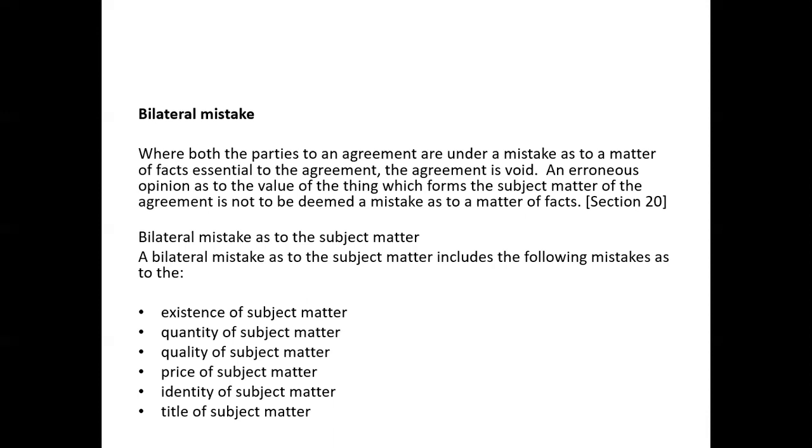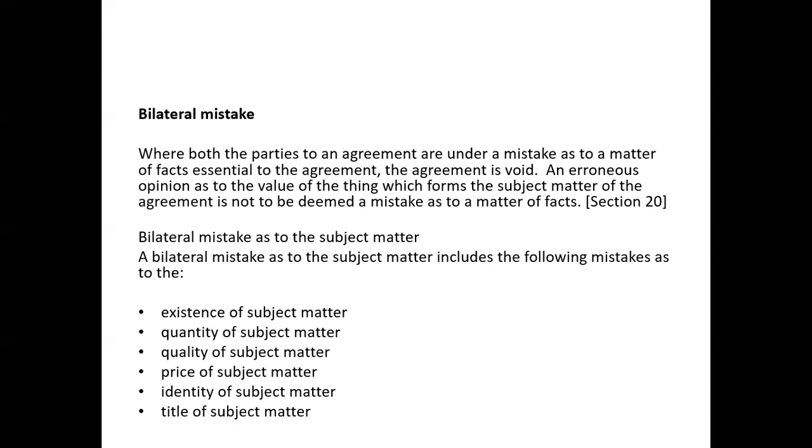So you offer to buy his car at 2 million, but what you are actually willing to purchase is his Civic that is 2.5 million. On the other hand, your friend feels that it's okay, he is willing to sell the car to you, but he feels that you're willing to purchase the City. So you both are making a mistake. That is a bilateral mistake, because regarding the price, identity, and title of the subject matter, you both are in a bilateral mistake. So such an agreement has been declared a void agreement under the Contract Act 1872.